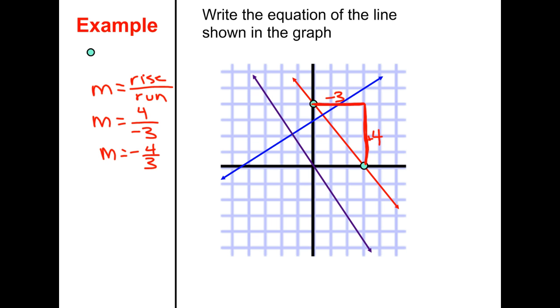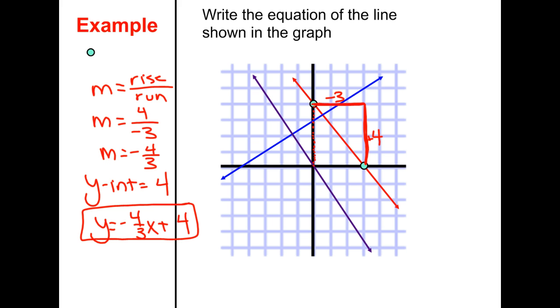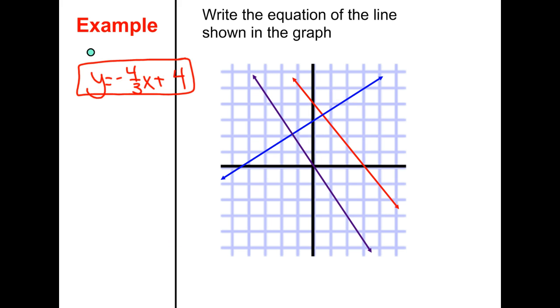Now again, we have to find our y-intercept. Go up 1, 2, 3, 4. So our y-intercept is 4. All we have to do now is plug this into our equation, y equals mx plus b. So y equals m, that's our slope, negative 4/3, x plus our y-intercept of 4. There's our first equation. And by y equals mx plus b, I did mean y equals negative 4/3 x plus 4.